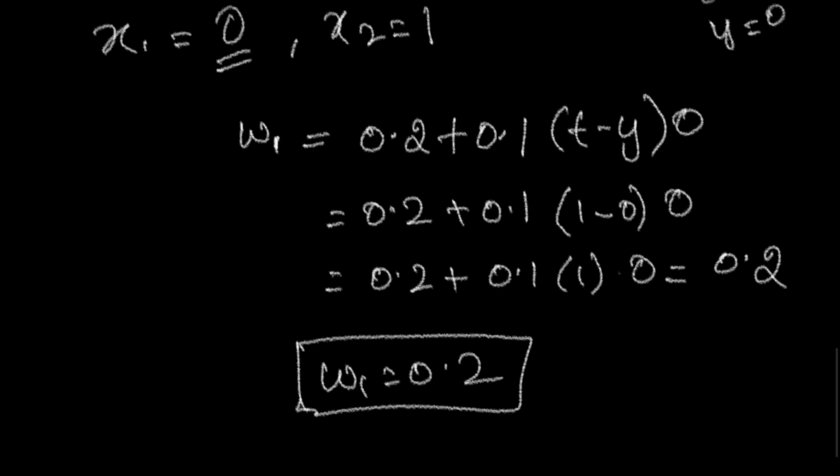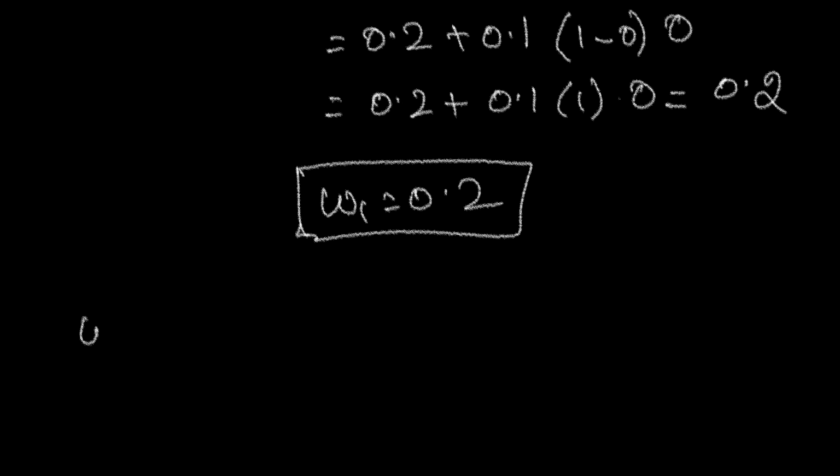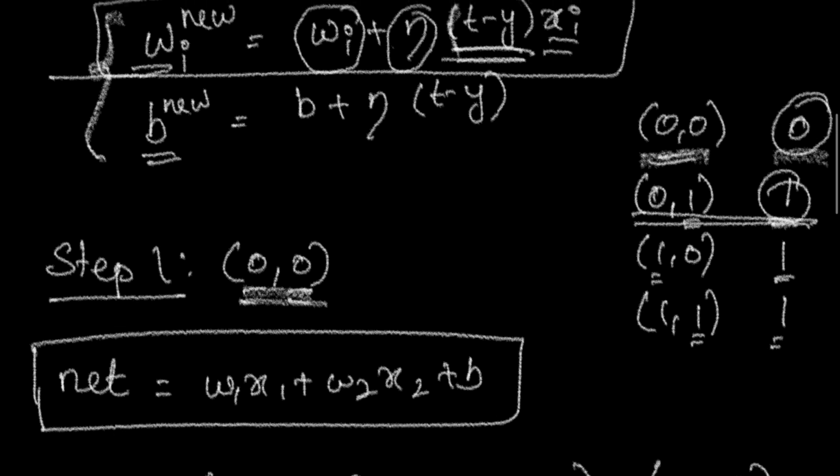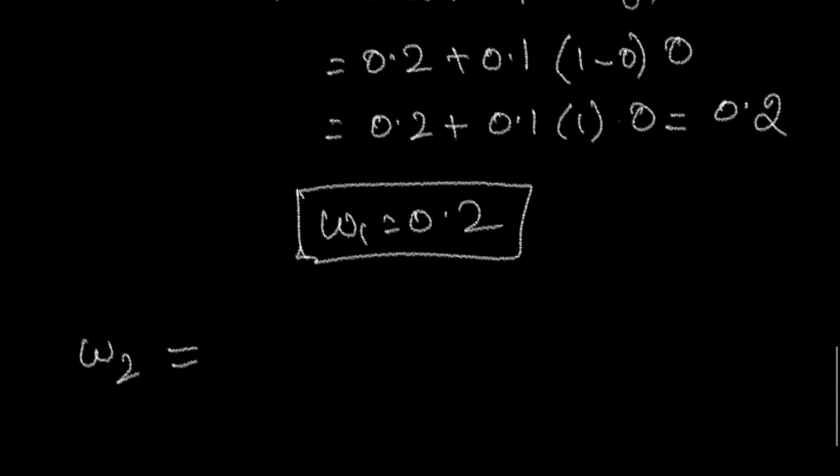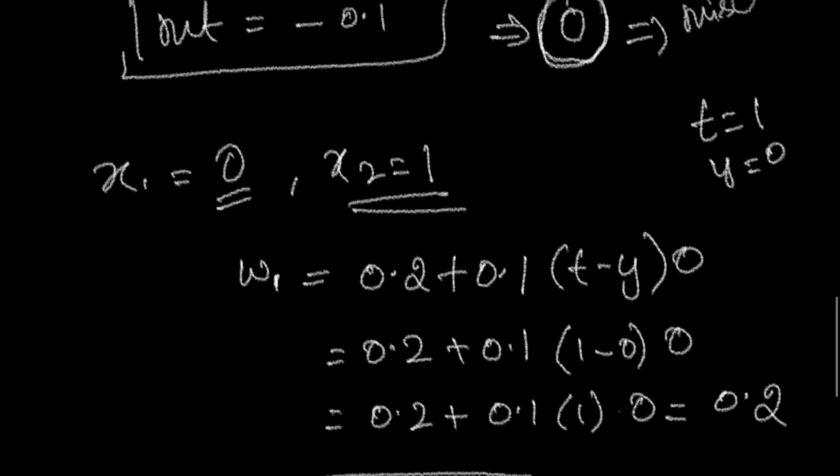Similarly, we have to find the new weight for W2. For W2 also, we have to apply the formula. So what is the formula that we should apply? For new weights, old weight plus learning rate into t minus y into the x2 value. So what is the x2 value here? It is 1.